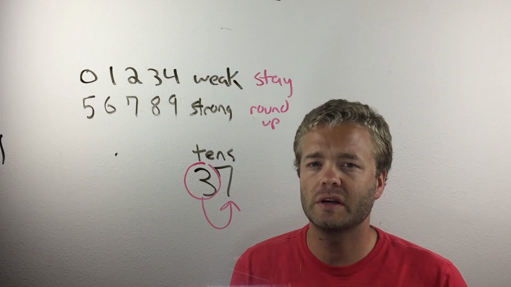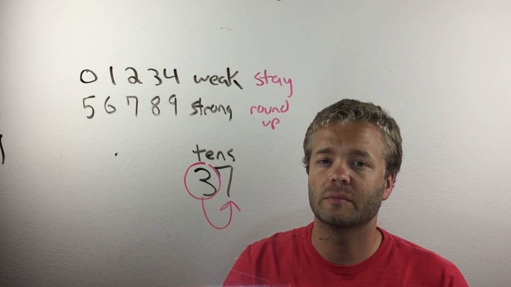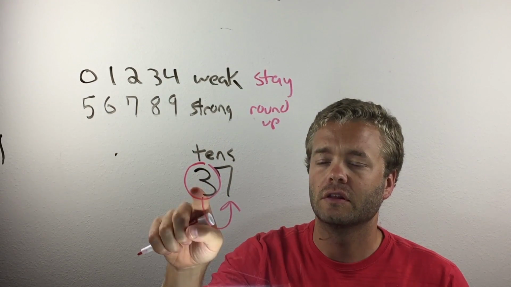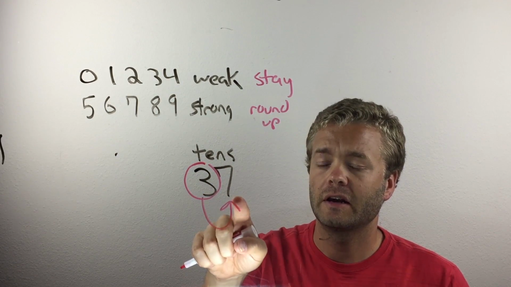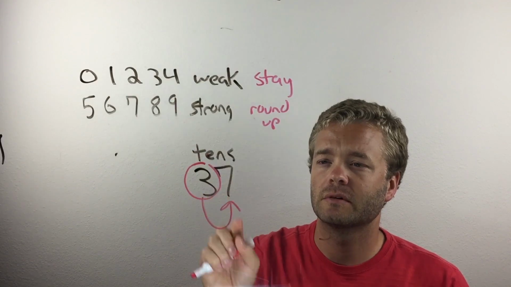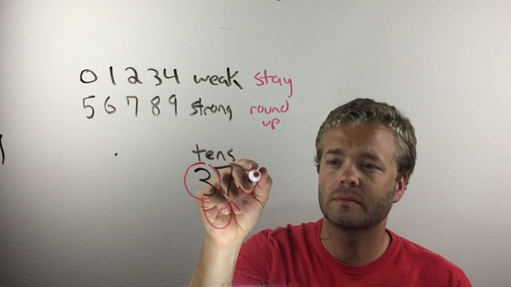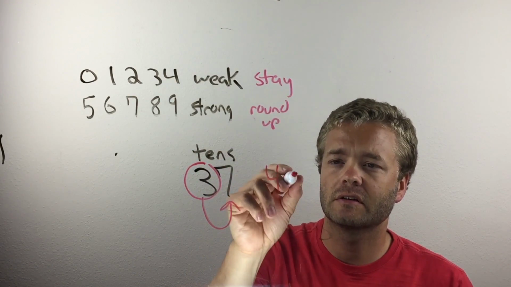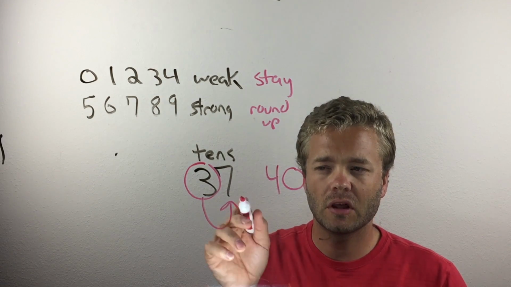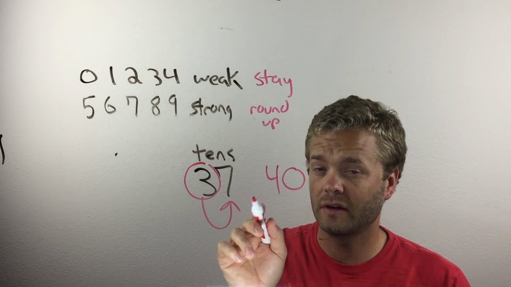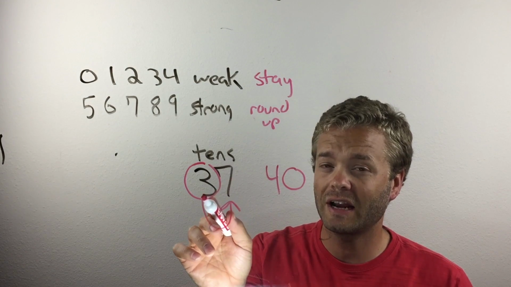If the neighbor is weak, the 3 stays the same. If the neighbor is strong, the 3 rounds up. Right here we have a 7. That's a strong neighbor. That 3 is going to go up to a 4. Everything else goes to 0. Everything below the tens place value, everything to the right of the 3, goes to 0.